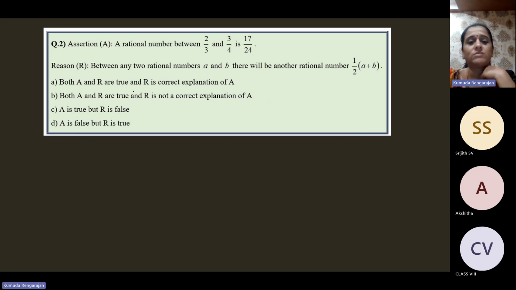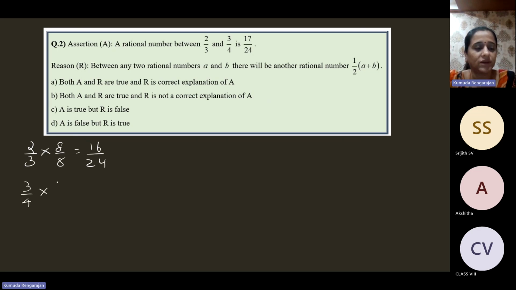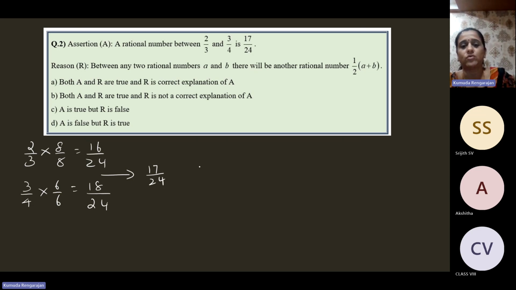A rational number between 2 by 3 and 3 by 4 is 17 by 24. Okay, so let's bring 2 by 3 to the denominator 24. So it will be 16 by 24. And 3 by 4 to denominator 24 will be 18 by 24. So clearly 17 by 24 is a rational number between 2 by 3 and 3 by 4.